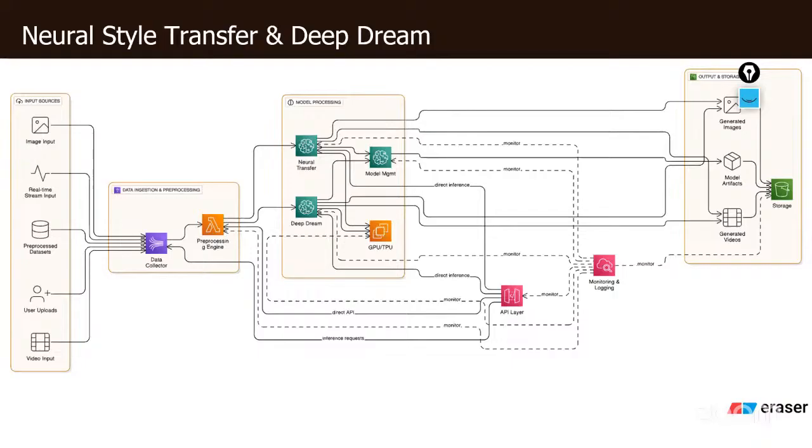If we talk about what will happen in data ingestion, imagine a user dragging a selfie into the web app or feeding a live webcam stream into a batch job. The data collector ingests every request and hands it off to the processing engine, which is useful for resizing the images, normalization of the images, and frame extraction. All of these will be happening in data ingestion and pre-processing.